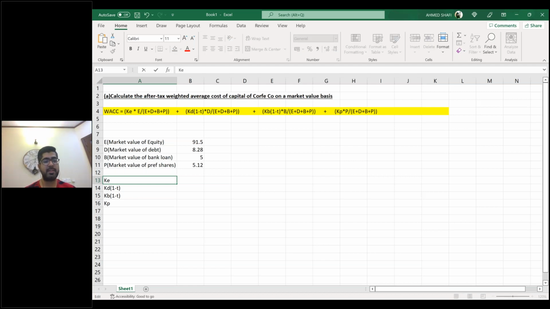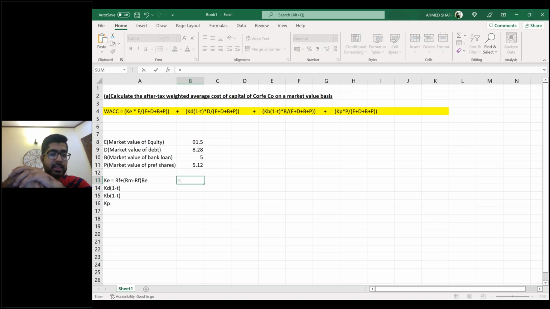One is CAPM, one is DVM. The formula of DVM is D1 over P0 plus G, and the formula of CAPM is RF plus (RM minus RF) times beta equity. If risk-free rate and market rate are given, always use CAPM. So KE will be found through CAPM, which is RF plus (RM minus RF) into beta equity. Please go back to the question now.